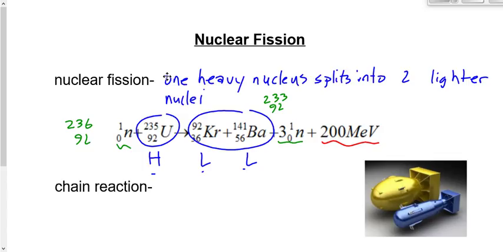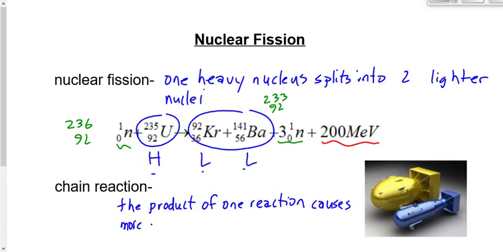In order to sustain this, in order to get enough energy to blow up a city or to power a city, we need what's called a chain reaction. A chain reaction is when the product or products of one reaction cause more reactions. We need a neutron to be absorbed by uranium-235 in order to cause 200 mega electron volts of energy to be produced.